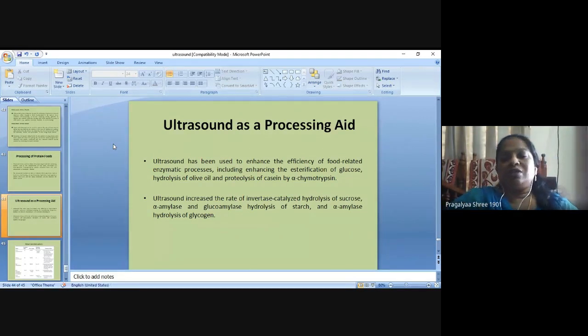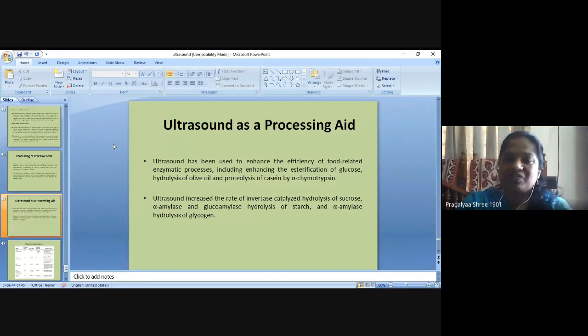Okay, so ultrasound as a processing aid. How is it going to help in processing food commodities? Ultrasound has been used to enhance the efficiency of food related enzymatic processes, including enhancing the esterification of glucose. So yes, ultrasound helps in the formation of esters, and hydrolysis of olive oil, and also proteolysis of casein by chymotrypsin are possible in this case. Proteolysis means denaturing of protein, in this case casein, by using the chymotrypsin enzyme. That is possible, and the olive oil can be hydrolyzed by using this.